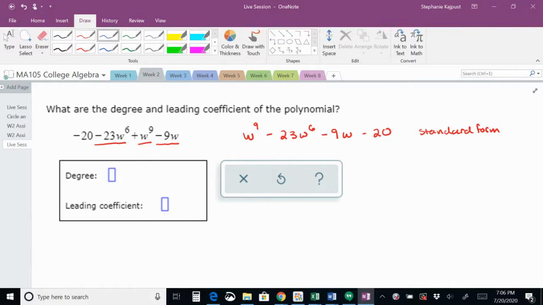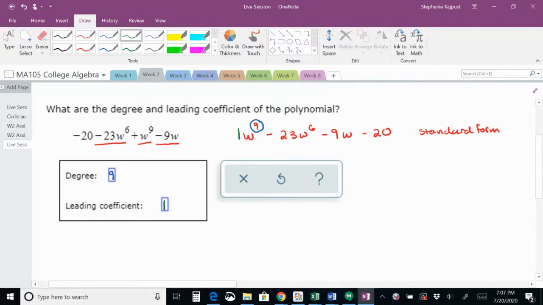The degree of a polynomial is the highest exponent if there's one variable. If you have multiple variables, then you have to add the exponents together. But in a case where we have one variable here, it's just the highest exponent. So our degree would be 9. The leading coefficient is the number that's in front of that term. We don't have a number in front of here, and if you don't see a number, you treat that as a 1. So our leading coefficient is 1.